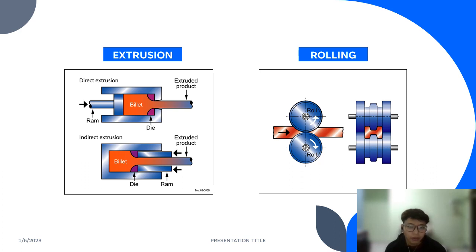Okay, so for the rolling process, you just put the hot metal, as you can see right here, between the rolls. Then the hot metal will come through and bring the shape, giving you the shape like this, the profile that you want for the process.